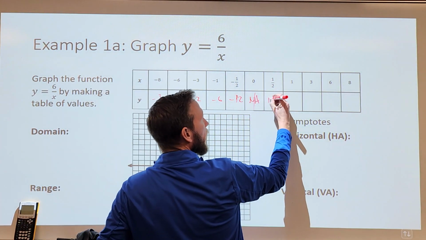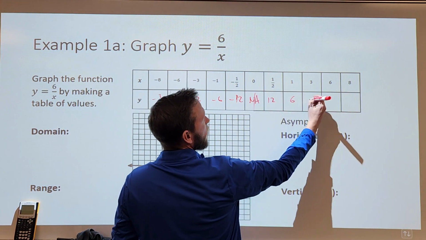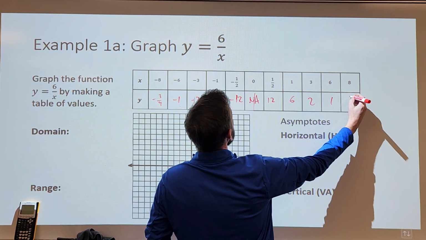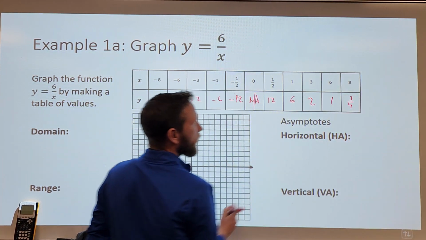6 divided by 1/2 is 12. 6 divided by 1 is 6. 6 divided by 3 is 2. 6 divided by 6 is 1. And 6 divided by 8 is 0.75.